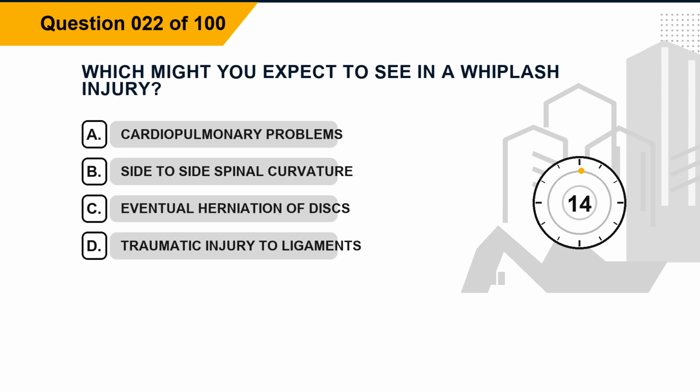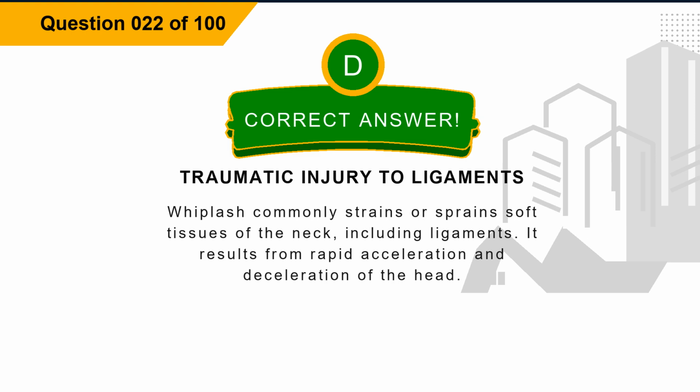Question 22. Which might you expect to see in a whiplash injury? Option A, cardiopulmonary problems. Option B, side-to-side spinal curvature. Option C, eventual herniation of discs. Option D, traumatic injury to ligaments. The correct answer is option D, traumatic injury to ligaments. Explanation. Whiplash commonly strains or sprains soft tissues of the neck, including ligaments. It results from rapid acceleration and deceleration of the head.